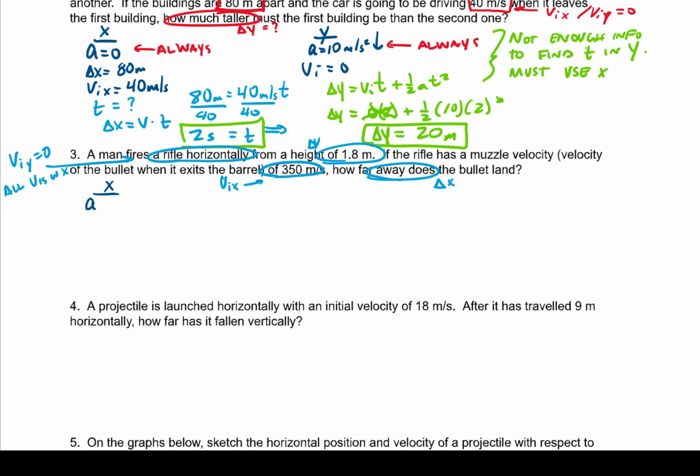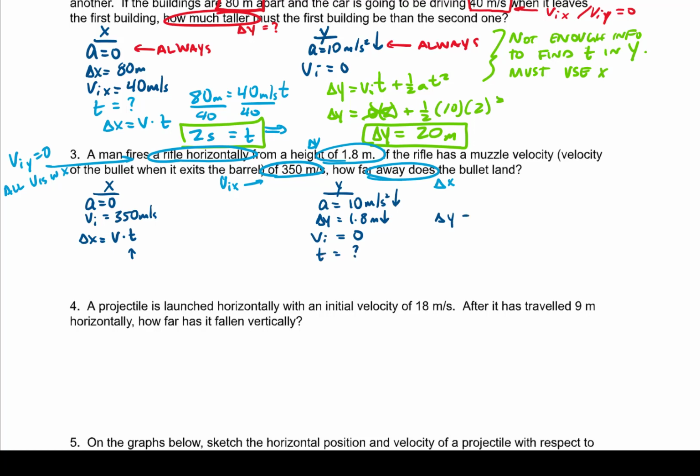So we have x stuff, and we know the acceleration is 0 in the x direction. We know the velocity is 350 meters per second in the x direction. And we know that the delta x in the x direction will be velocity times time. Well, we don't have that time, so we're going to look in the y direction. In the y direction, the acceleration is 10 meters per second squared down, always. In the y direction, my delta y is 1.8 meters down, and my initial velocity in the y direction is 0. I want the time in the y direction.